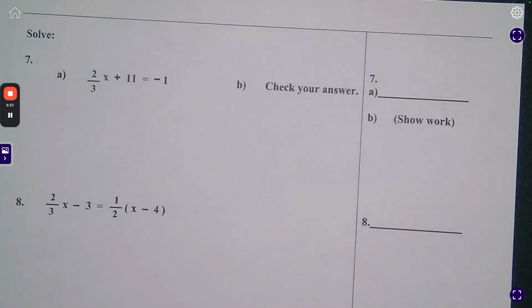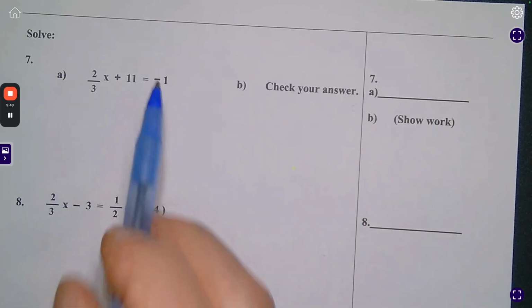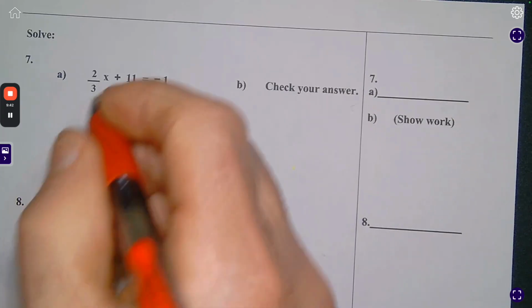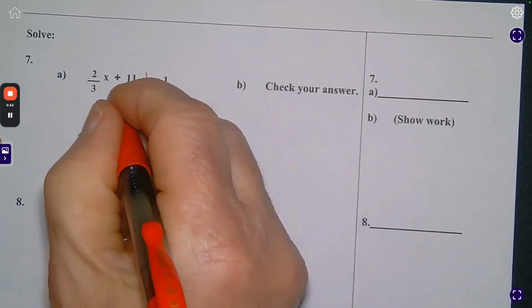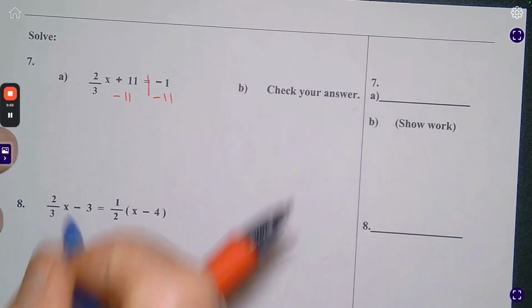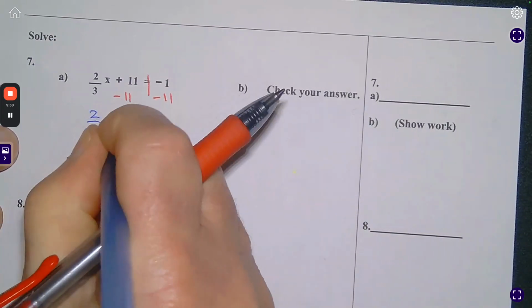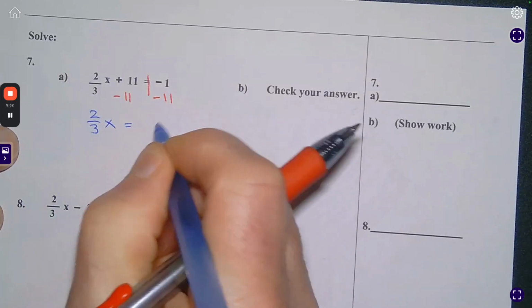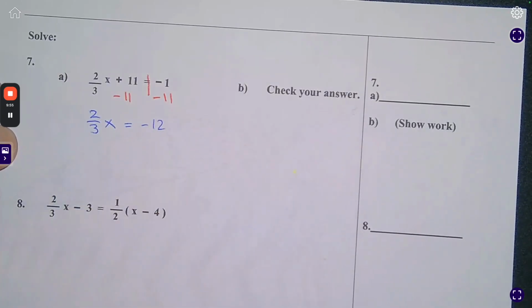Oh, looks like we got some fractional equations, but we know how to do this. No problemo. All right. Variable term, constant term, constant term. So I'm going to get my constant term from the left to the right. Inverse of plus is minus. Rewrite it. That's 2/3 x equals negative 1 minus 11 is negative 12.